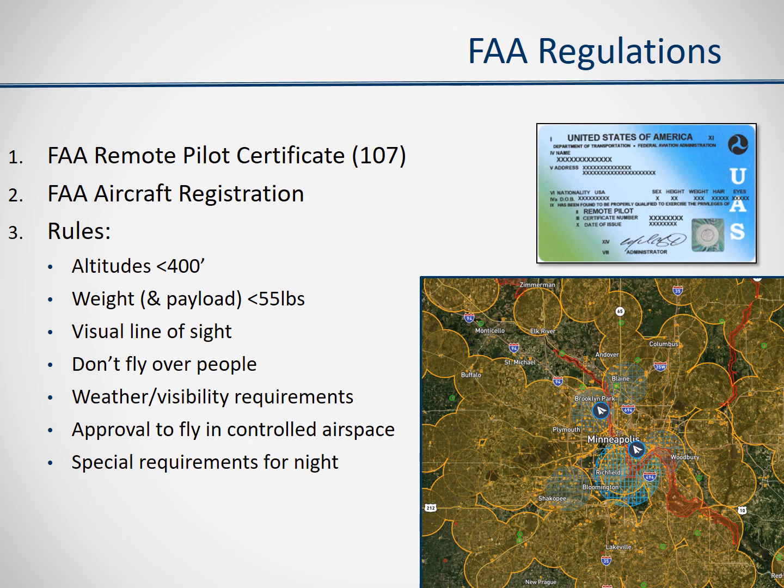And those are things like staying below 400 feet generally. Your aircraft has to be below 55 pounds. You have to stay within visual line of sight of your aircraft, and that means the pilot, not the visual observer. The person who's manipulating the controls has to have line of sight of the aircraft. You cannot fly over people. You have to fly in good weather, and that's defined as 3 miles visibility with a couple of other things. You have to have approval to fly in controlled airspace. So that's like St. Paul, Minneapolis Airport, Anoka County, Anoka Airport, Flying Cloud Airport, Bemidji, etc. There are also special requirements for flying at night.